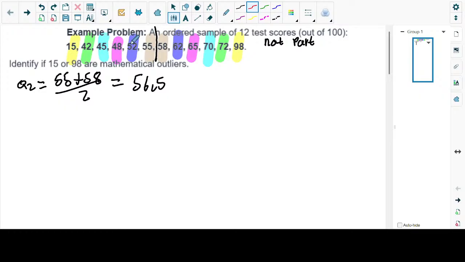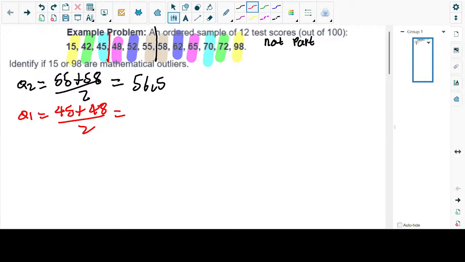We have 52 that goes with 55, and then we have 42 that goes with 52. We have 45 that goes with 48. It's between 45 and 48. So then we're going to have Q1, which is equal to 45 plus 48 all over 2. We get 46.5. You already did it in your calculator.